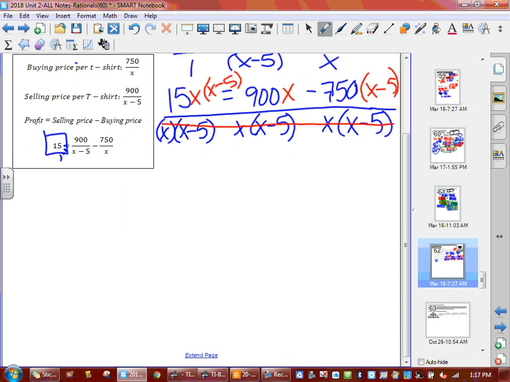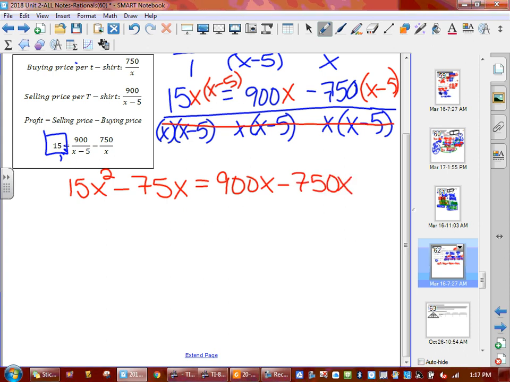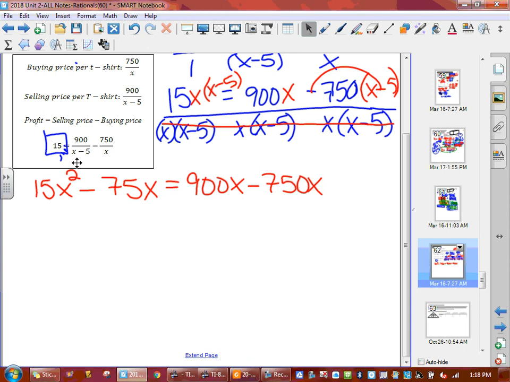All we got to do now is multiply into the brackets. So this is 15x multiplying in. So it's going to be 15x squared minus 75x equals 900x minus 750x, and here you've got a negative times a negative. That's going to be the one that catches everybody. The negative times the negative is a positive answer. So this is going to give us a positive 3750. So that ends up being our equation.